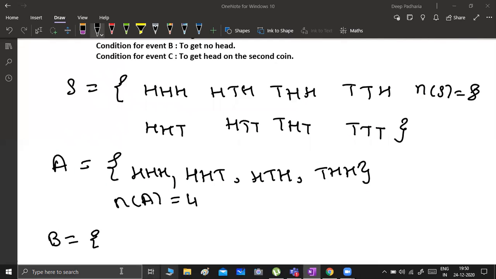So it will be TTT. और कुछ आना पॉसिबल ही नहीं है, बिकॉज बाकी सब सैंपल स्पेस में देखोगे तो हेड तो आ ही रहा है. So N of B is only 1.